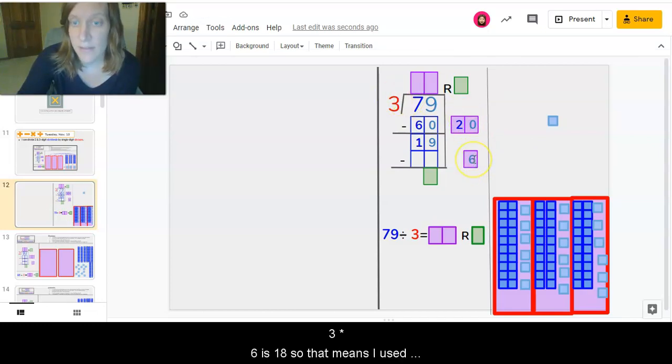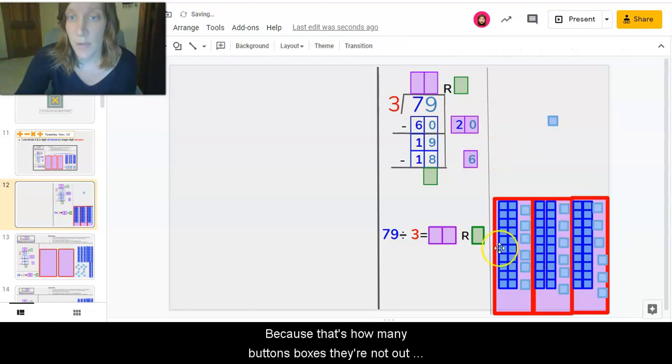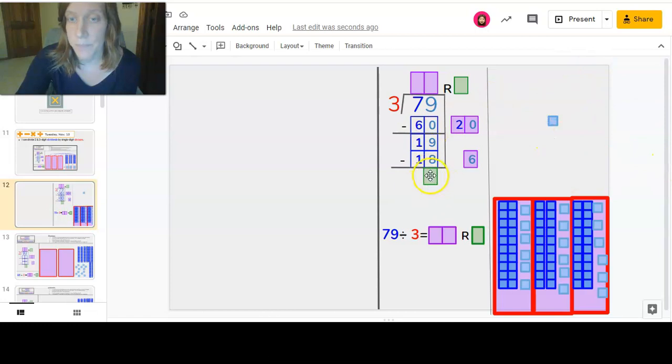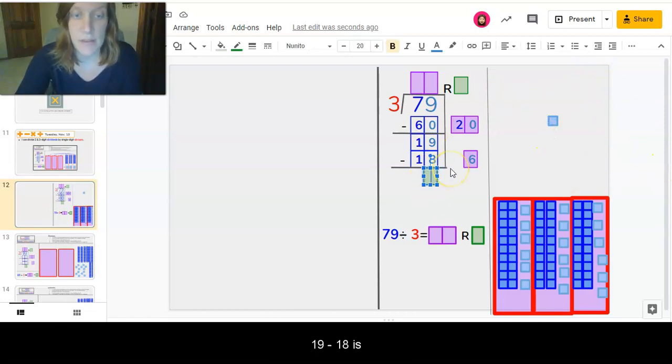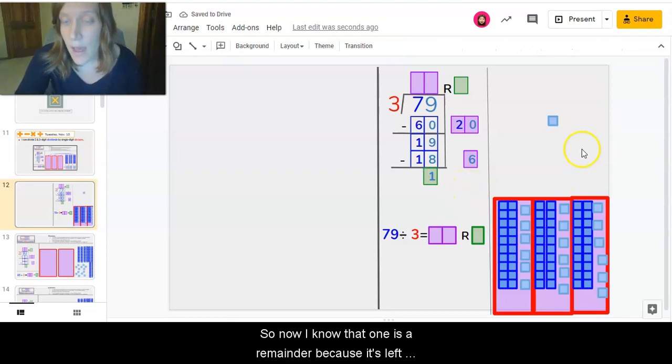3 times 6 is 18. So that means I used up 18 more of these little squares. 6, 12, 18. So I'm going to go ahead and subtract that 18, because that's how many I put into these boxes. They're not out here anymore. They're not in our dividend out here anymore. 19 minus 18 is 1. So now I know that 1 is our remainder because it's left over at the end.